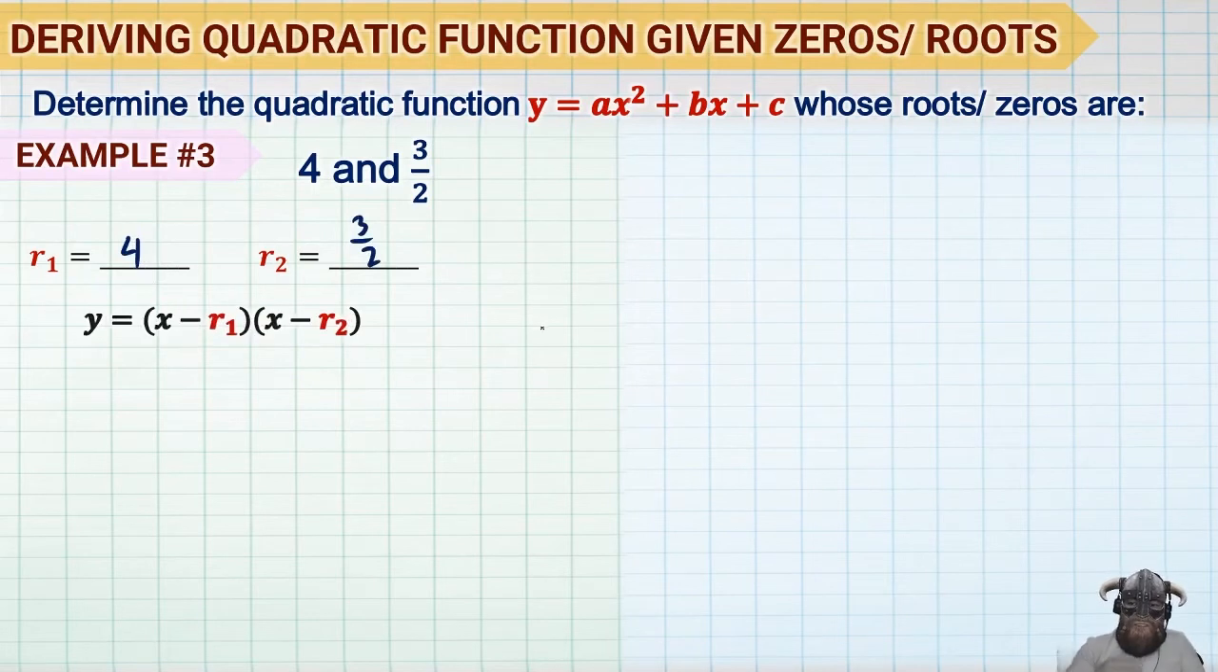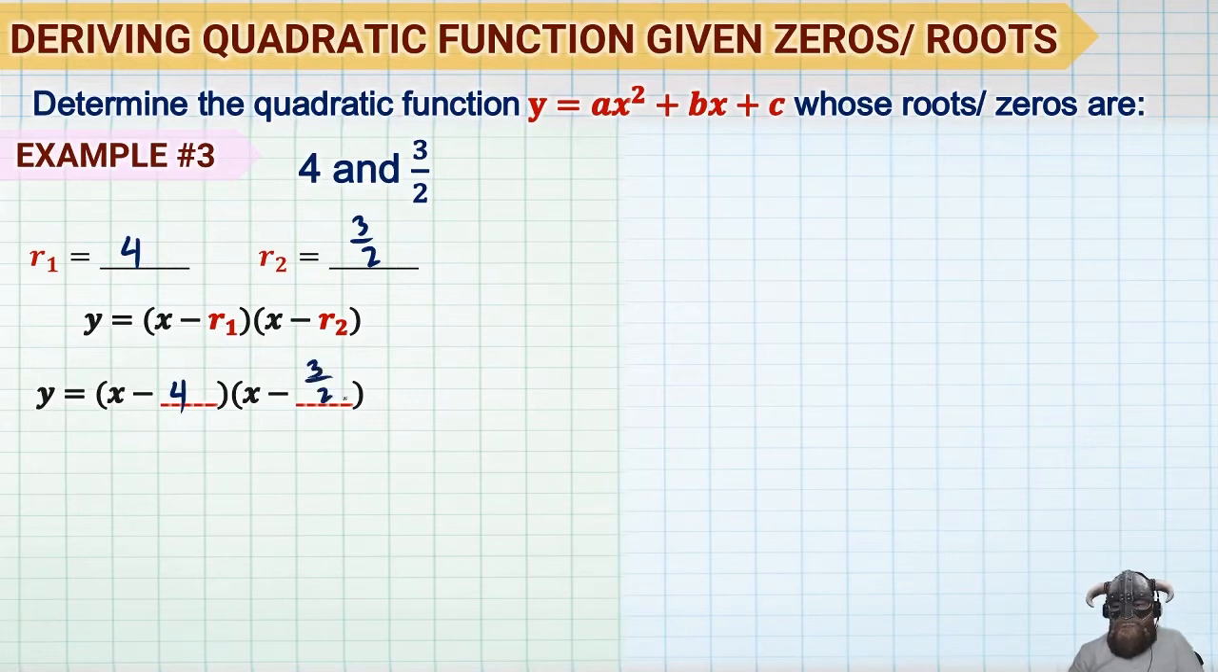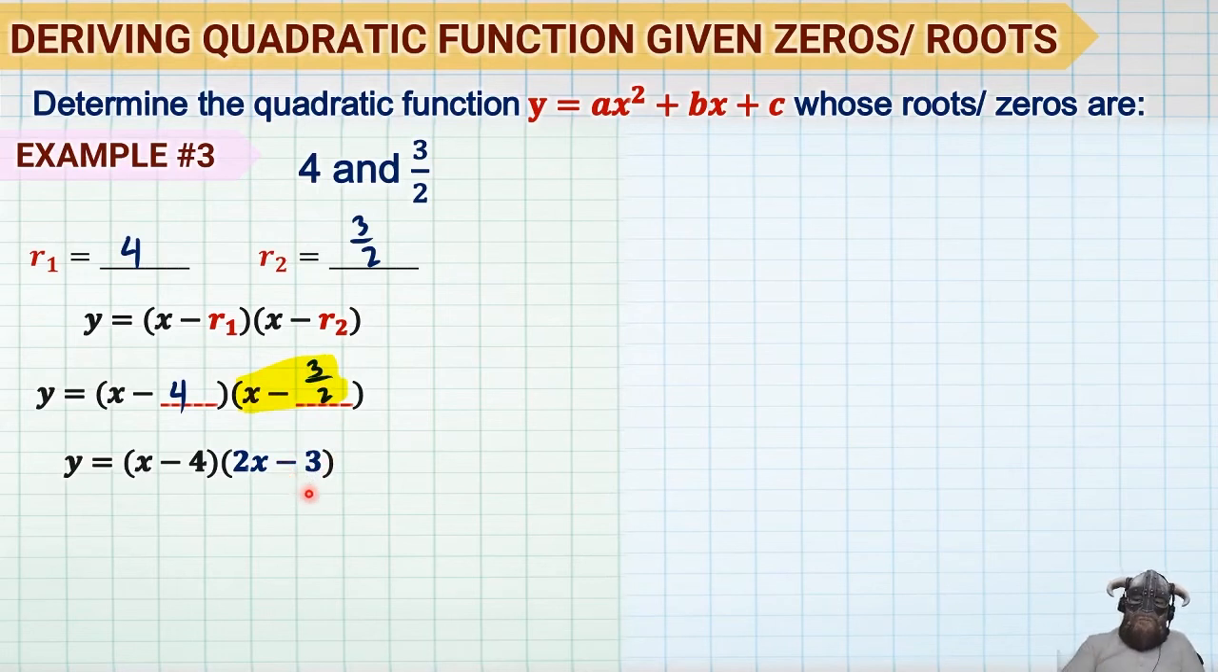Same process. Next, we just need to substitute that R1 and R2 to our working formula. Then we'll be having x minus 4 because R1 is 4 and R2 is 3 halves. So we'll just make this one 3 over 2 or 3 halves. From there, we'll just need to simplify this one. Ang mangyayari, rewrite lang ulit natin siya. But in this case, imbis na x minus 3 over 2 siya, magiging 2x minus 3 siya.